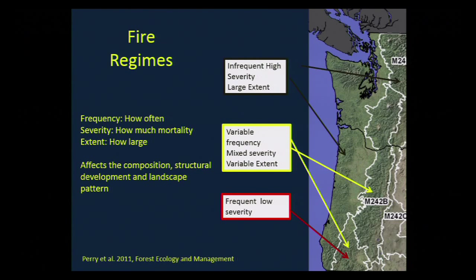Because of this wealth of information in fire history, we're really able to characterize the role of fire on our landscapes by describing fire regimes. A fire regime describes how often fire visits an area, how much mortality it imposes, and what the extent is. And that obviously would have an effect on the composition and structure and pattern of our landscapes. So we have three fire regimes that are expressed across West Side forests, and I'm going to spend a little time going through each one.